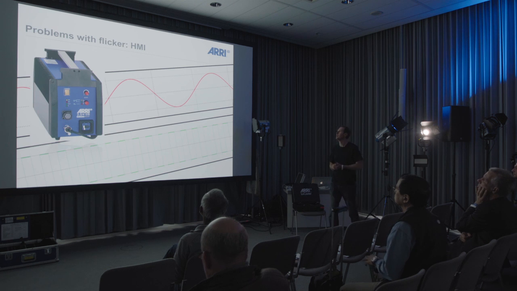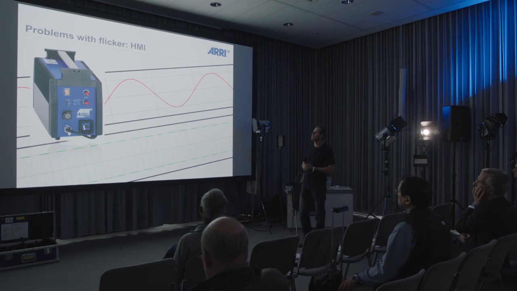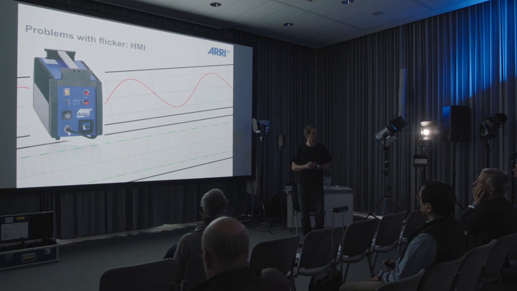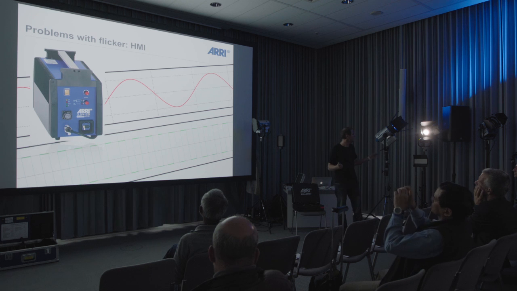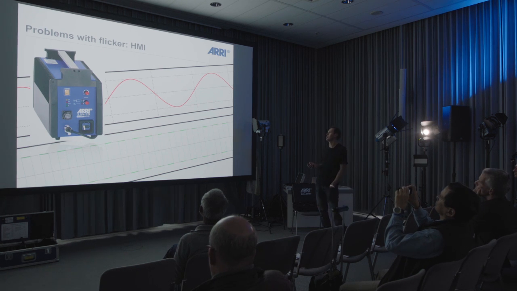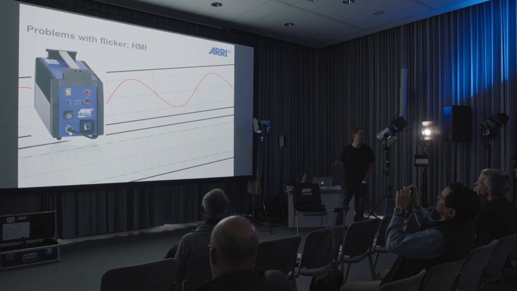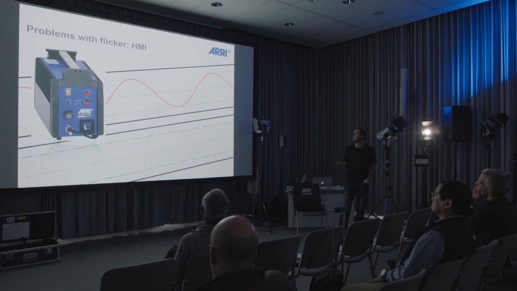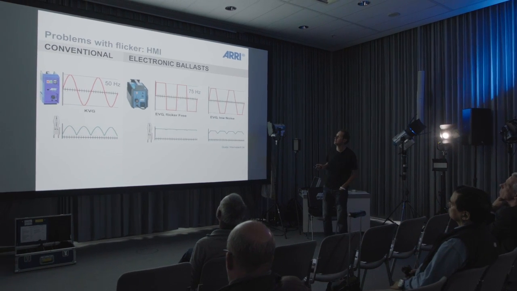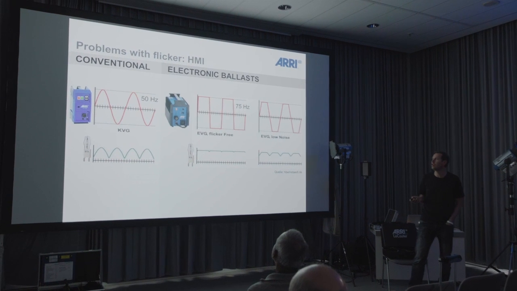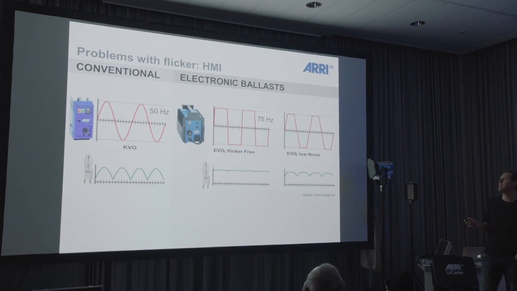Now, if you want to do real high-speed recording, often you have to have a lot of light. So LEDs are often not strong enough, so you have to use HMI. HMI is the first choice for most people who will use high-speed photography, high-speed shooting. And if we look how the light is created with an HMI fixture, we have two types of ballast.